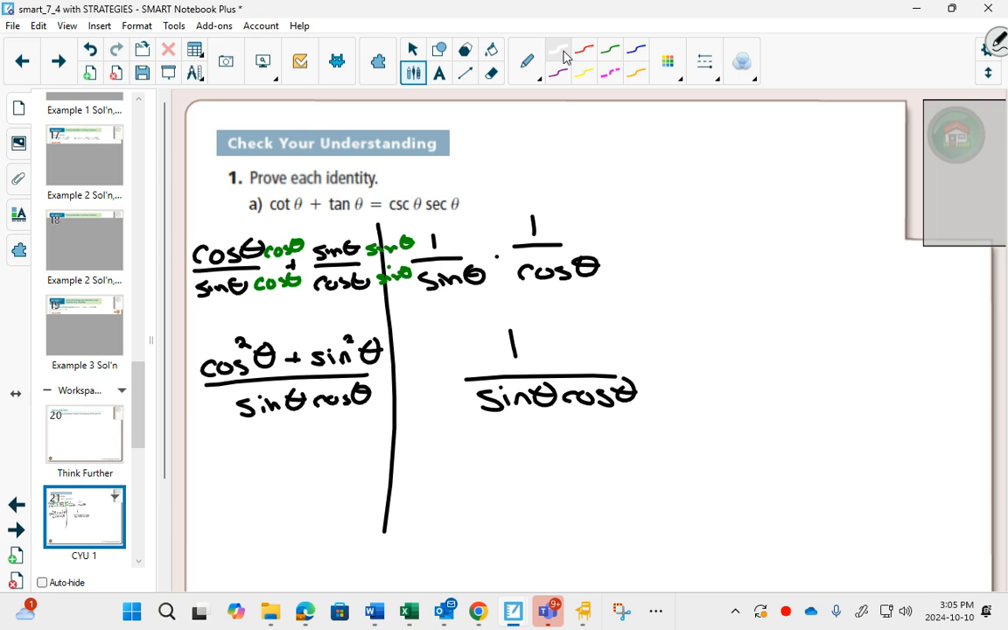So main strategy is done, but we're not done. We got a single fraction on both sides, but they're not the same. Can I do anything with cos squared theta plus sine squared theta? Yeah. That's my big idea. That's a 1, so I can change it to 1. And now I am done.